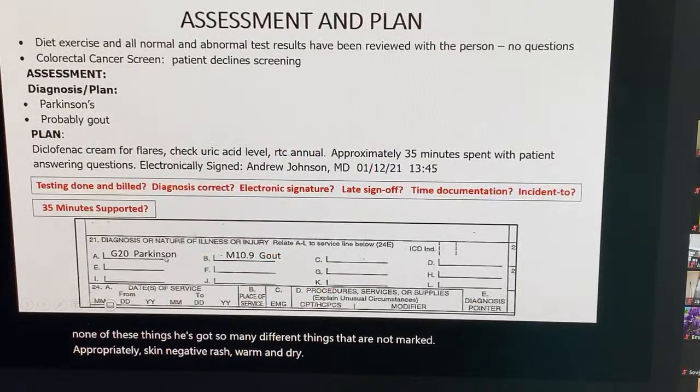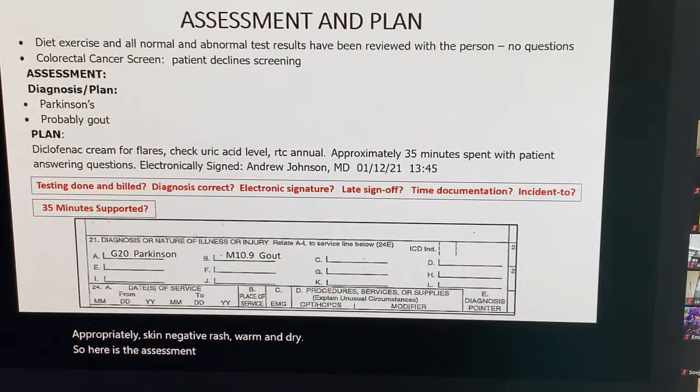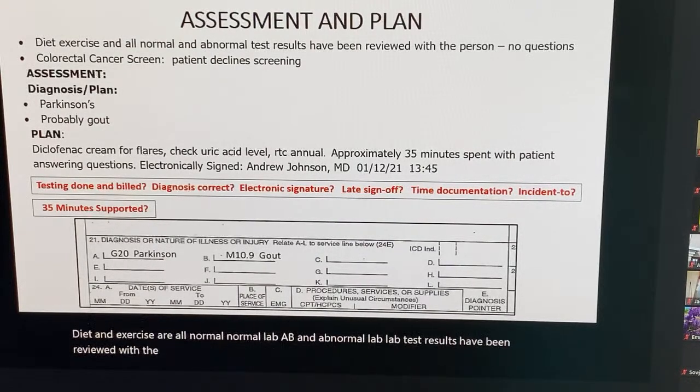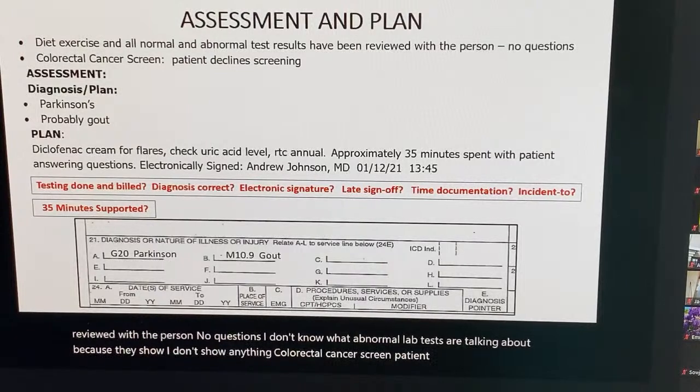So here is the assessment in the plan. Diet and exercise are all normal. Normal. Abnormal lab test results have been reviewed with the person. No questions. I don't know what abnormal lab tests they're talking about because they don't show anything. Colorectal cancer screen, patient denies any screening.